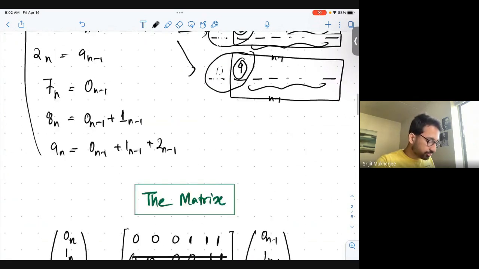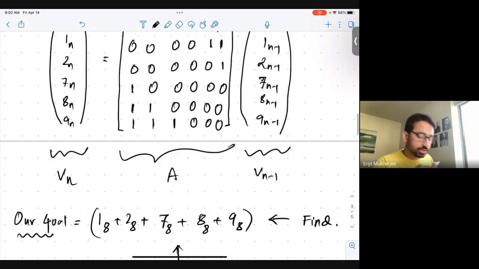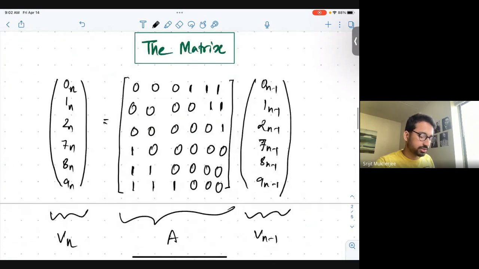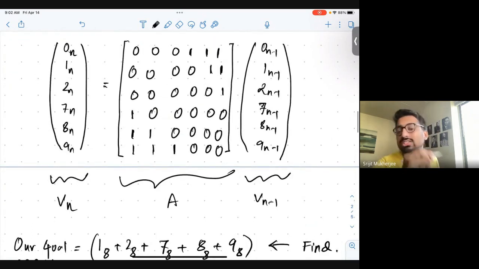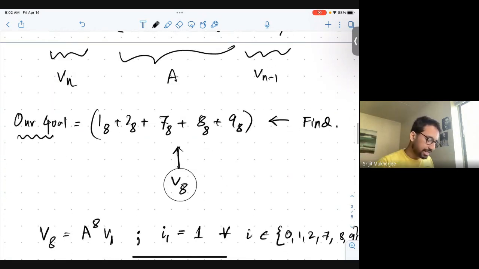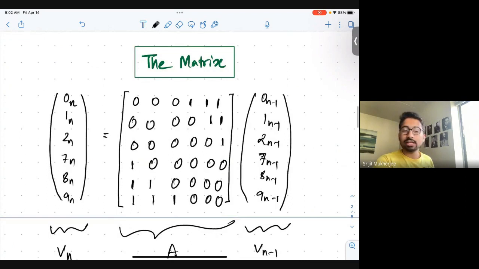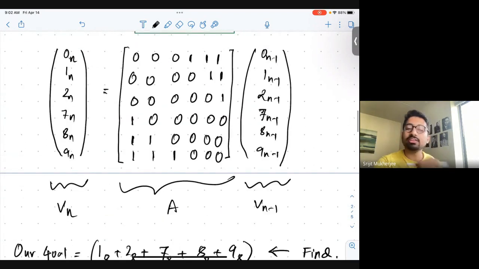And what we have to find is nothing but the number of 8-digit integers, so it should not start with 0. So we want 1_8 plus 2_8 plus 7_8 plus 8_8 plus 9_8, right? So therefore it's a part of V8. So therefore we have to find V8.